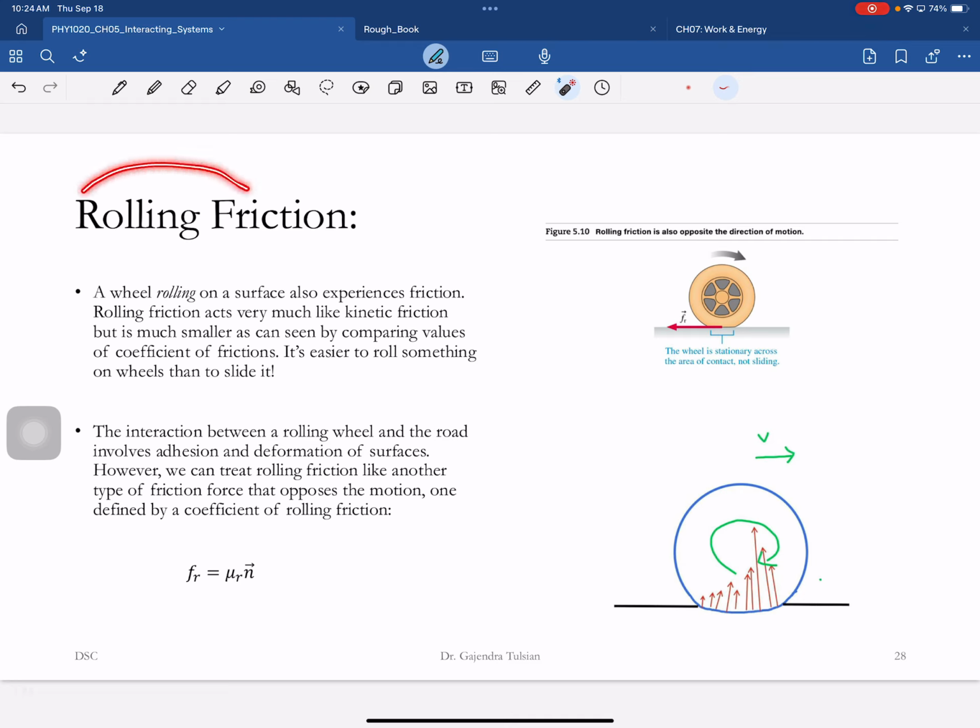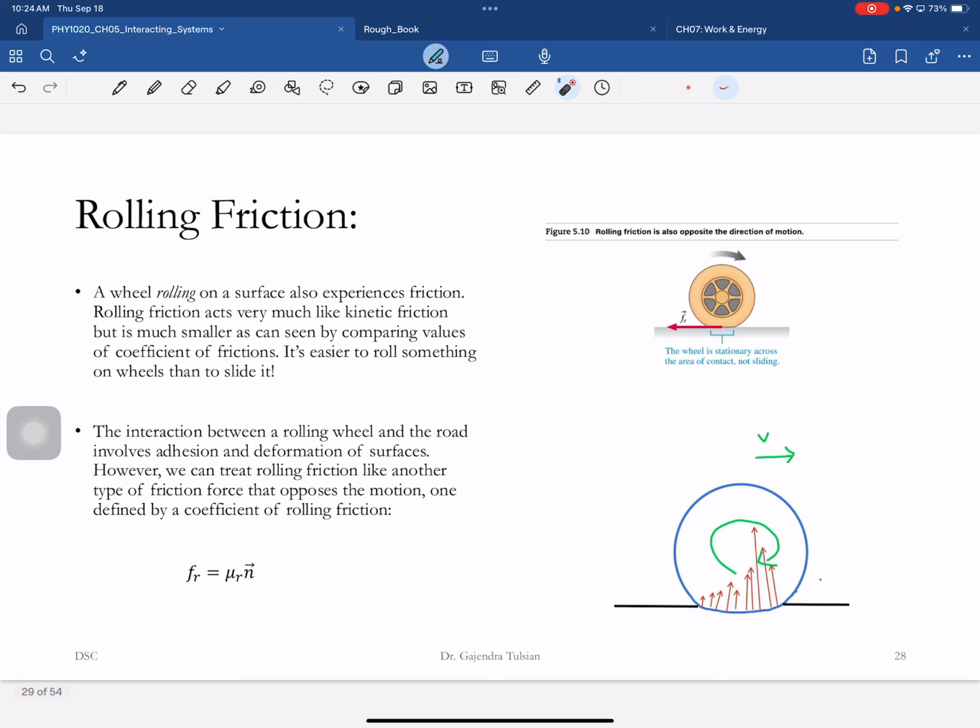Okay, rolling friction. When a wheel rolls, the wheel deforms, and you see these forces, that's the force the ground is exerting on the wheel, and this effectively acts as a friction force. So here is the friction force when an object is rolling, and this friction force is the rolling friction coefficient times the normal force. They all have the same form. And now let's look at the table.